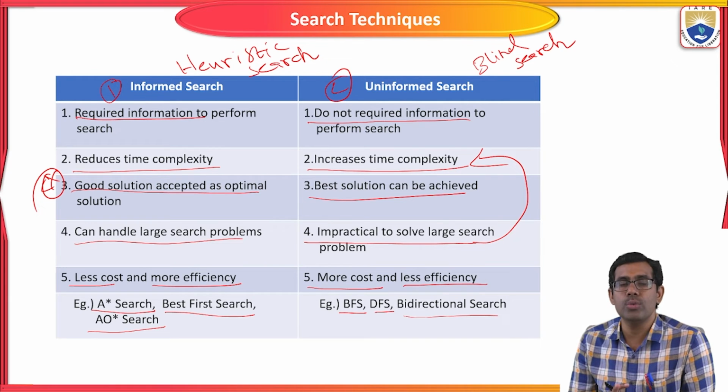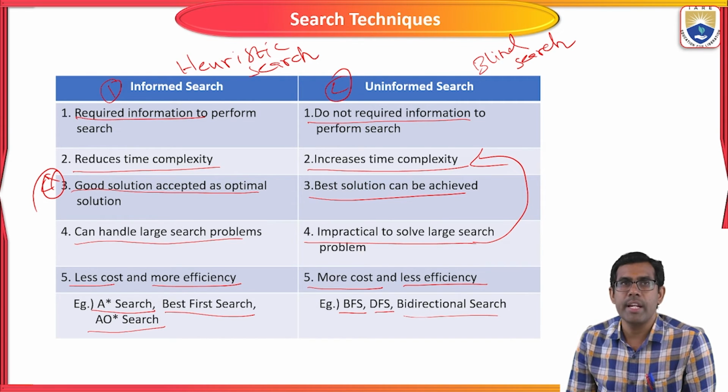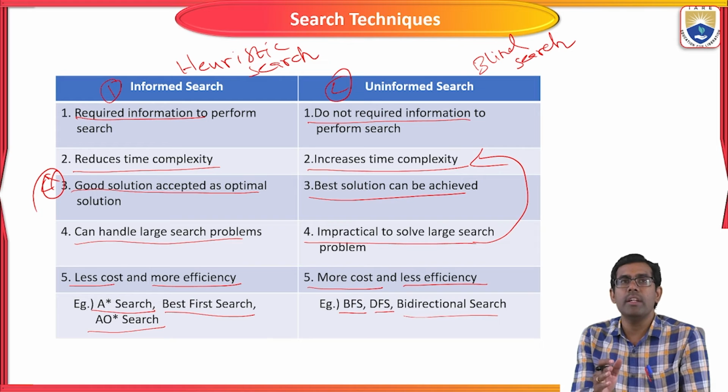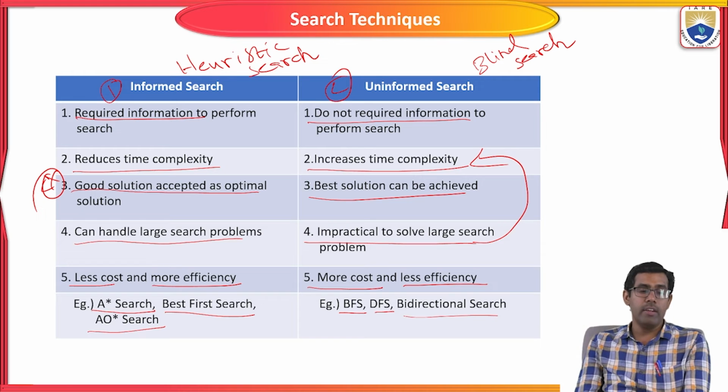So this is the exact meaning of the informed and uninformed search concepts. There are two types of searching techniques: informed search and uninformed search. If you choose the informed search, we can see how it produces an optimal solution, and what the cost, time complexity, space complexity, and efficiency will be.